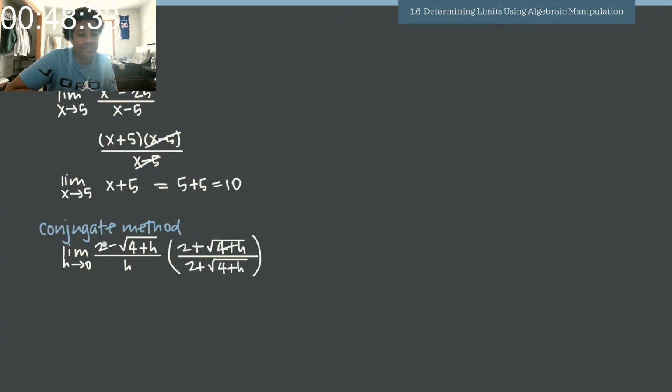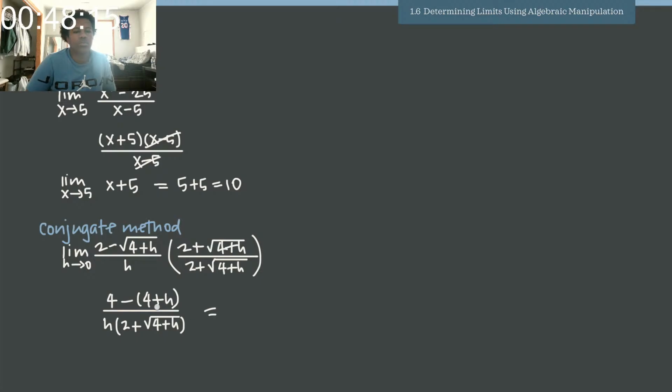And then we multiply this out. Remember we have to FOIL this out, we have to use distribution here, so we get 2 times 2 is 4. Then we get plus 2 times root 4 plus h minus 2 times root 4 plus h. Those two middle terms cancel each other, leaving us with just minus root 4 plus h times root 4 plus h, or minus 4 plus h because the square roots cancel. And then in the denominator, we end up with h times 2 plus root 4 plus h, like this.